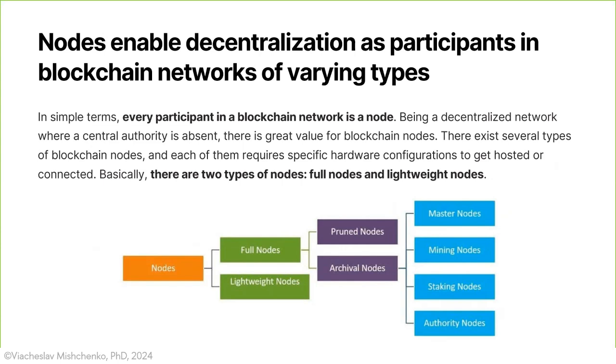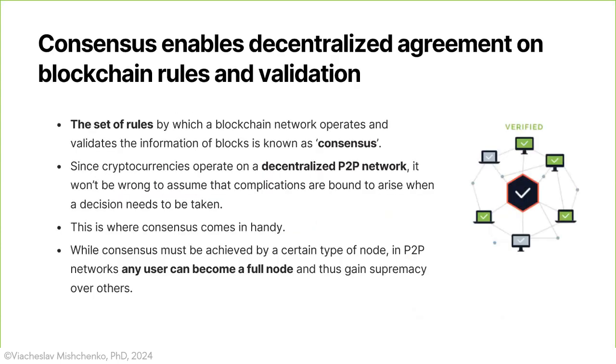So mining nodes, for example, are the workhorses of proof-of-work systems like Bitcoin, and they compete to solve complex mathematical puzzles to validate transactions. And staking nodes, on the other hand, are used in proof-of-stake systems, where they validate transactions based on the number of tokens they hold. So this diverse ecosystem of nodes ensures that our blockchain network remains both decentralized and secure, and each type of node contributes uniquely to the network's overall health and functionality. So let us explore one of the most fascinating aspects of blockchain technology, which is the consensus mechanism.